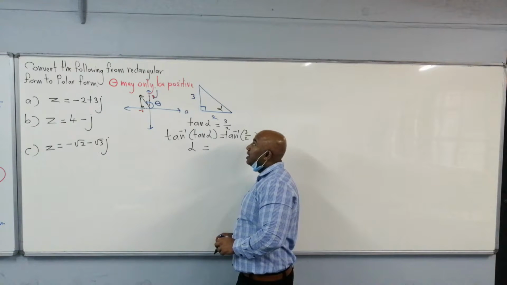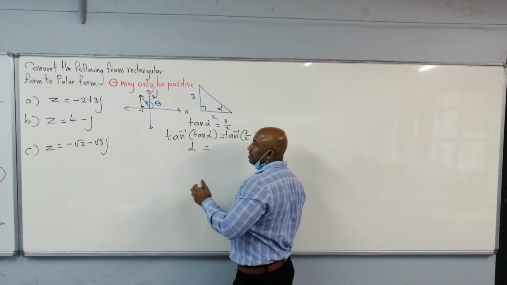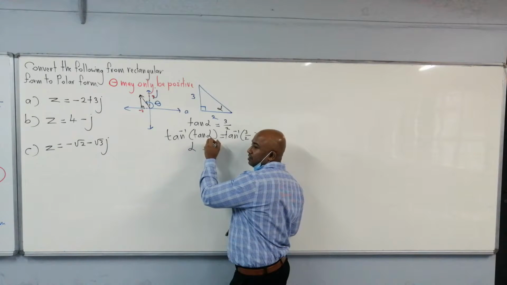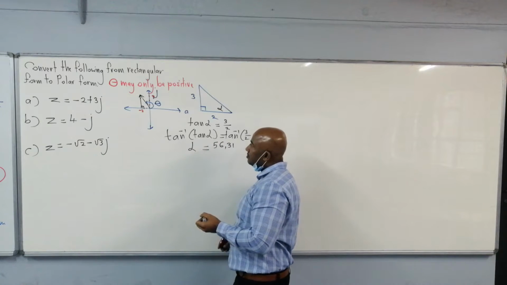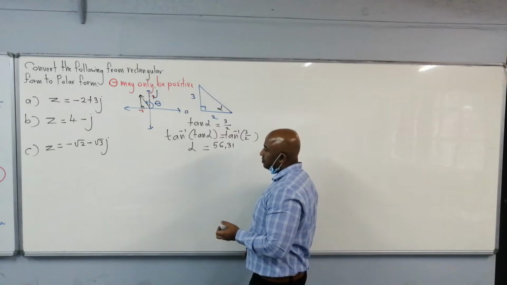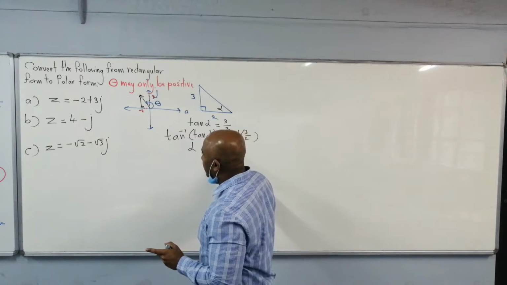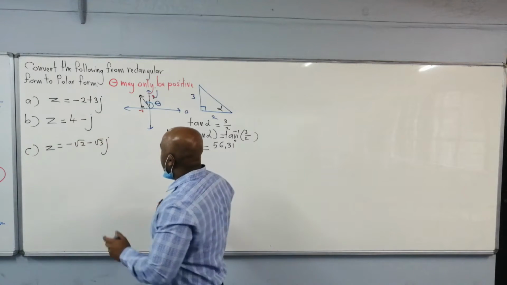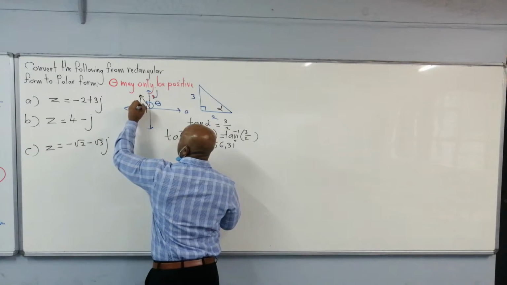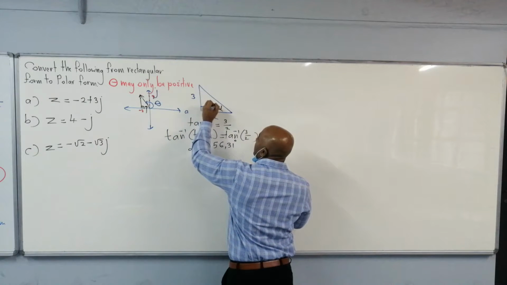Remember, I'm just ignoring the negative sign, there's no negative sign I'm putting here. Can you see that? This is 56,31 degrees. So what is this 56,31? It is not the angle measured from the positive x-axis all the way. It's this angle inside here. This one here is 56,31.